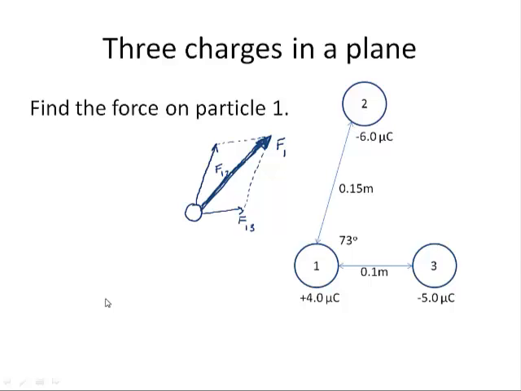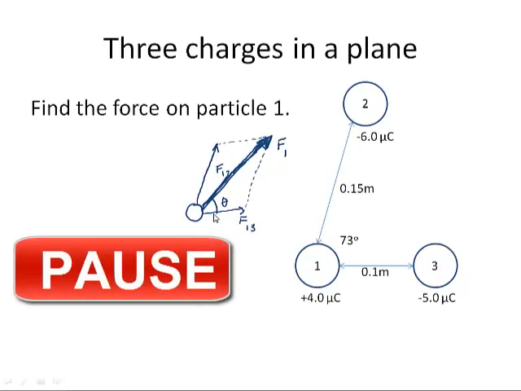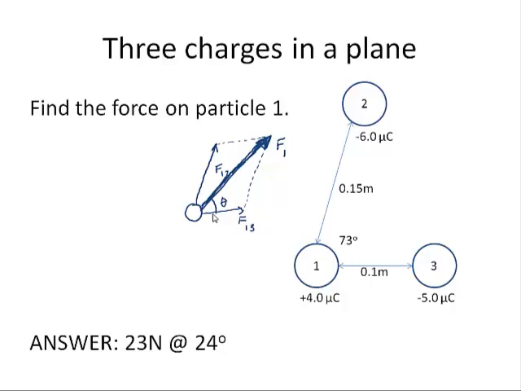So pause this video for a second and, using Coulomb's law, calculate the magnitude of the force on particle 1 due to particle 2, and then the magnitude of the force on particle 1 due to particle 3. Add them vectorially using component vectors and Pythagorean theorem, and also find the angle that this makes to the horizontal. If you did that correctly, you should have gotten the answer 23 newtons at about 24 degrees above the horizontal.